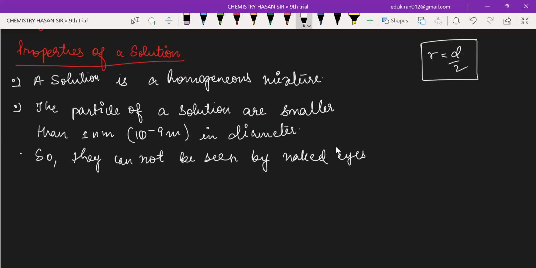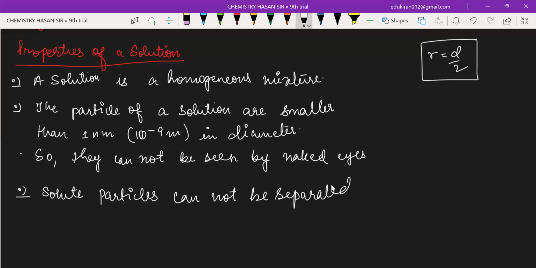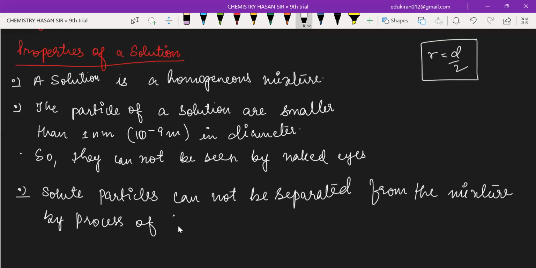Now the next point about this solution is the solute particles cannot be separated from the mixture by process of filtration. Why we cannot do this? I will explain that. Please do write it.